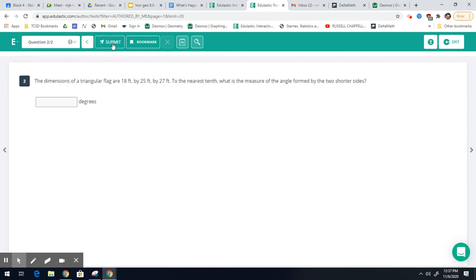Okay, next problem here. It says the dimensions of a triangular flag are 18 feet by 25 feet by 27 feet. To the nearest tenth, what is the measure of the angle formed by the two shorter sides? Well, let's draw a picture real fast. So here's my triangle. Again, I have three sides. Let this be 18 because it is the smaller. This would be 25 and this is 27.